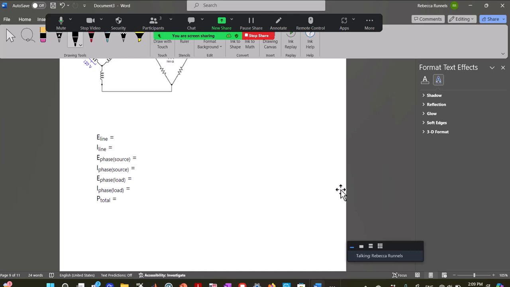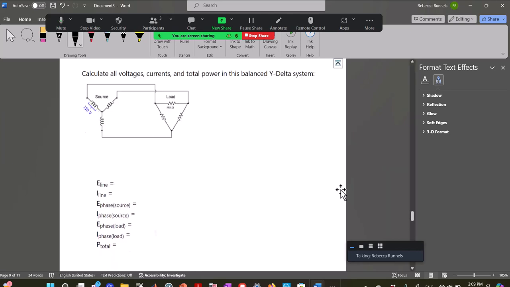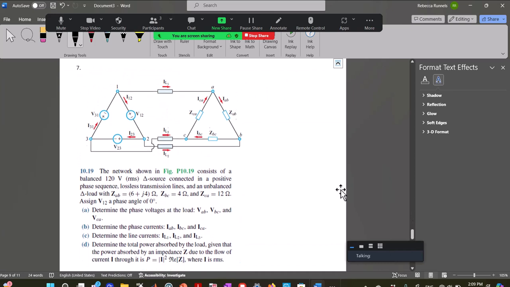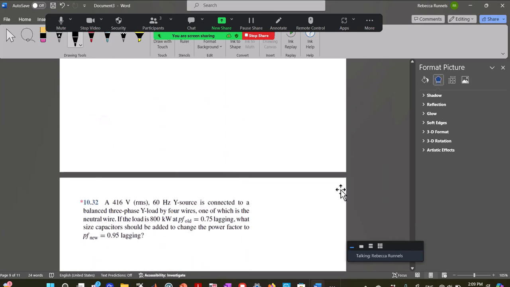So I'm going to skip all the way ahead, and I'm going to stop this for right now and save it, and then I'm going to come back, and we're going to do the last problem on here that has a power factor compensation, but now with Y source and load. So hold on.